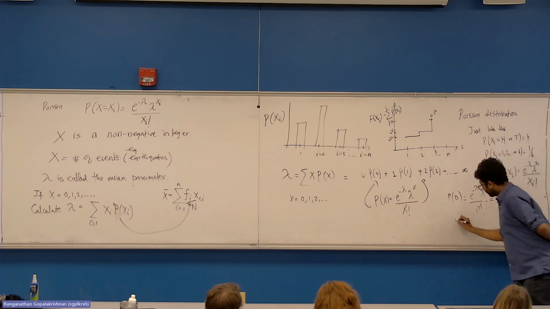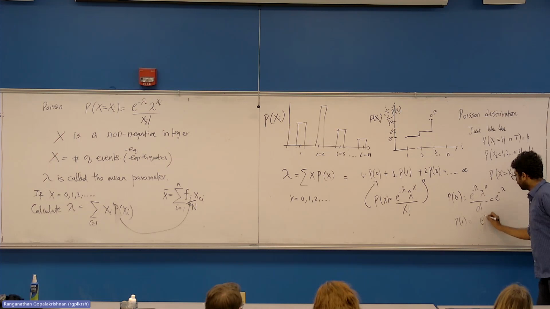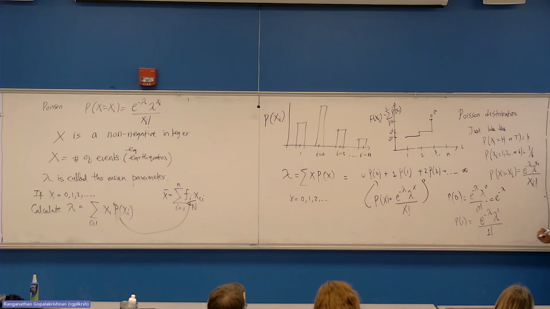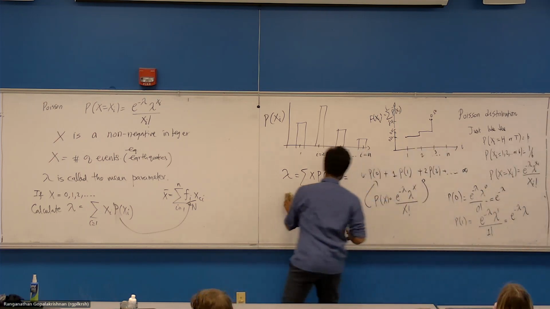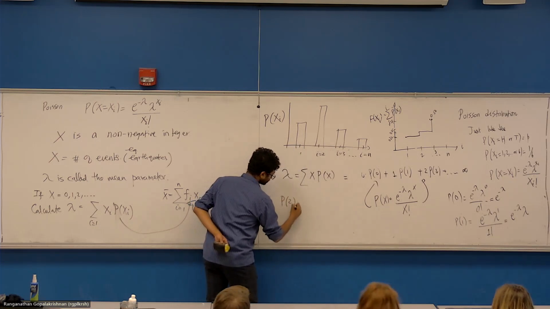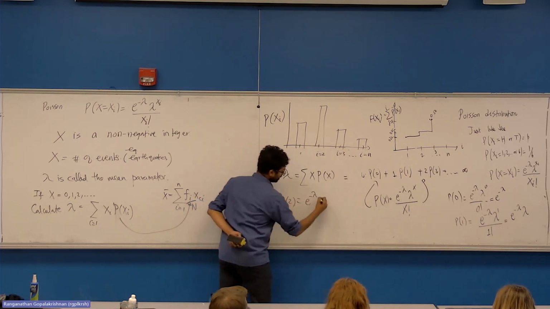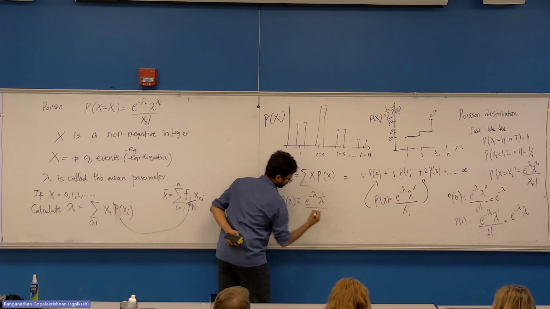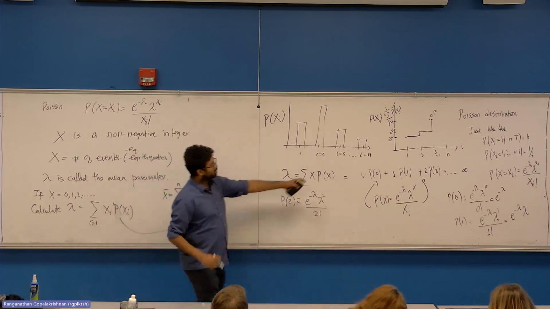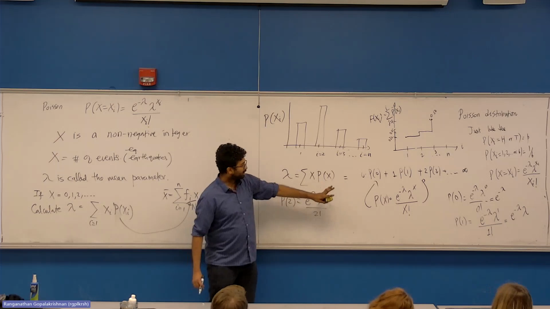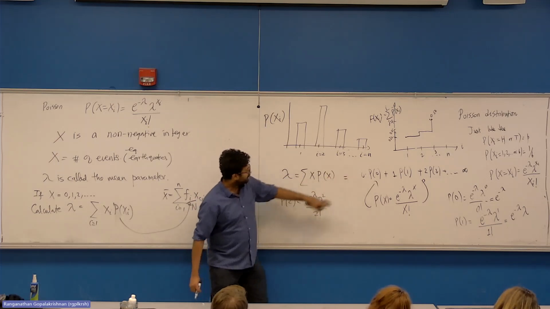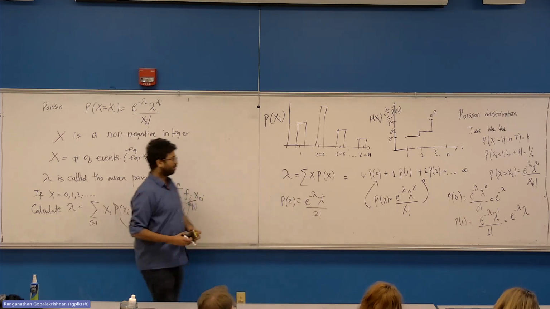What is p of 1? E power minus lambda, lambda power 1 divided by 1 factorial. I promise I'll give you time to write. So this is e power minus lambda times lambda. What is p of 2? E power minus lambda, lambda squared divided by 2 factorial. So you can do this all day. I want you to substitute these into the expression and then I'll continue. I'll give you time to write.